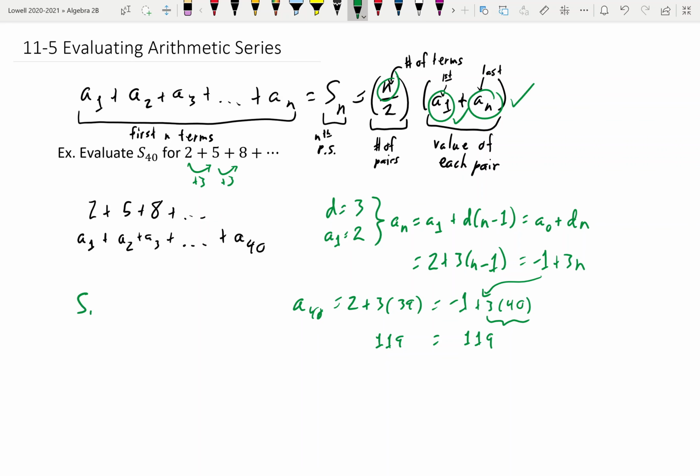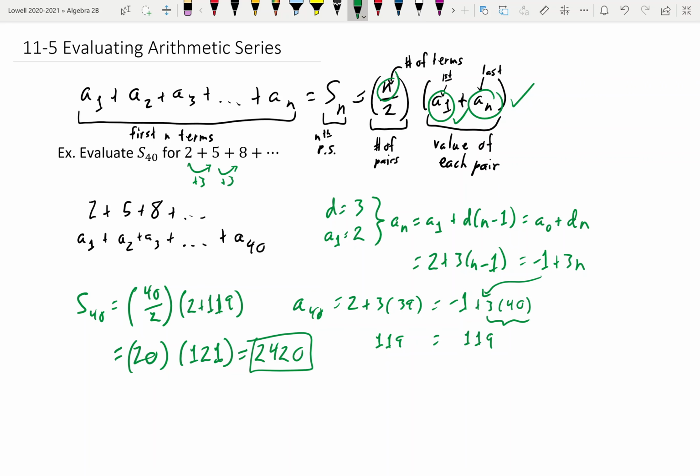So our S40 is going to be equal to 40 over 2, and again, 40 over 2 because there are going to be 20 pairs, and every single pair is going to have this value, 2 plus 119. So if we evaluate this, this will be 20 times 121, which ends up being 2420.